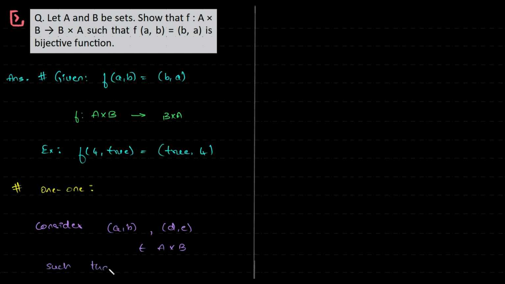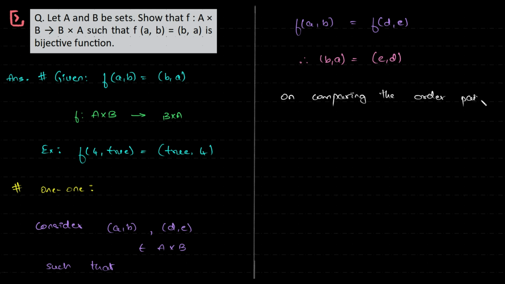such that they will point to the same output. So I can equate them. Now, with this in mind, what can I tell? Therefore, B comma A should be equal to E comma D. So on comparing the ordered pair, what can we tell?